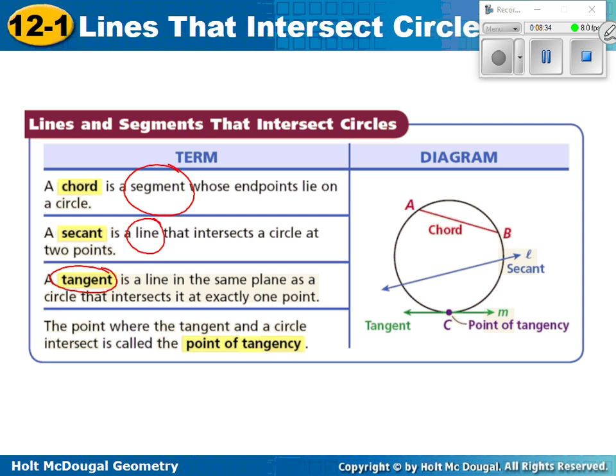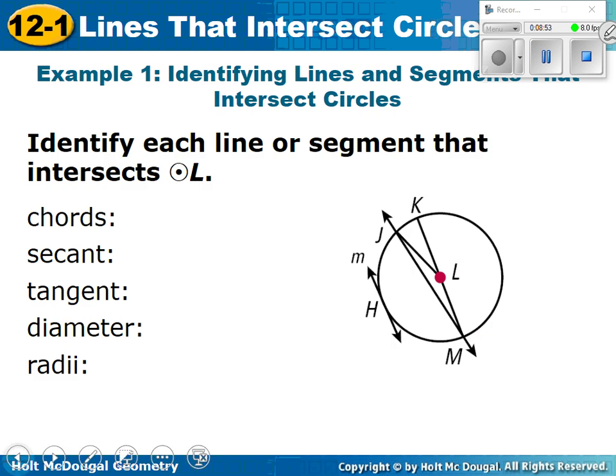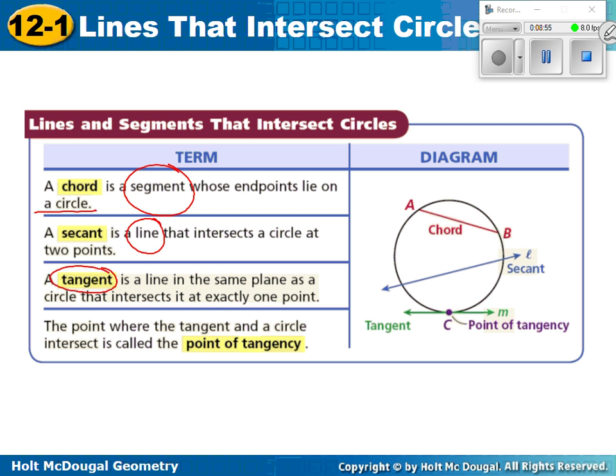What's the difference between a segment and a line? Okay, say it again, Preston. Okay, segment has 2 distinct endpoints. A line goes on forever. So a chord and a secant are the same thing, except a chord stops and a secant goes on forever. A chord has its endpoints on the circle. So when you look at the picture, a chord has to go from one point of the circle to another point of the circle. A secant has to have arrows showing that it's going on forever, but it still intersects the circle at 2 points.